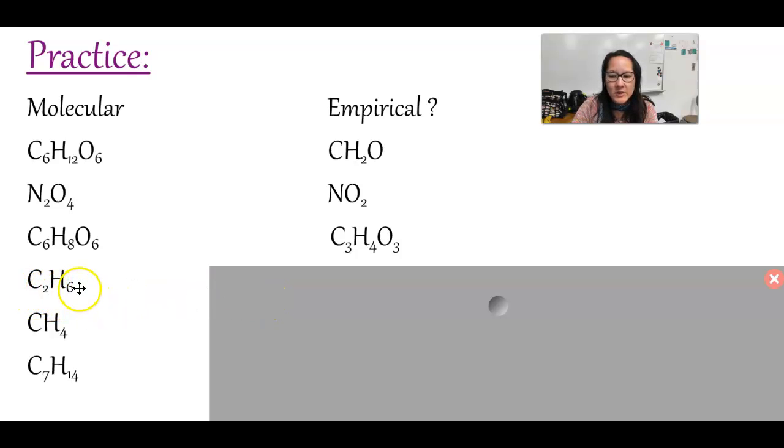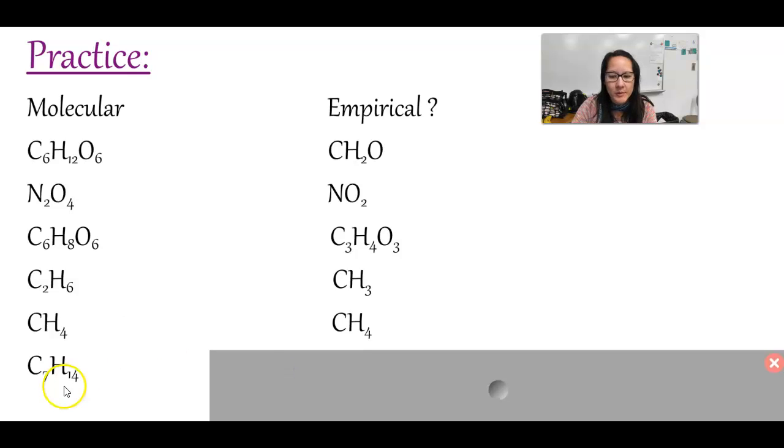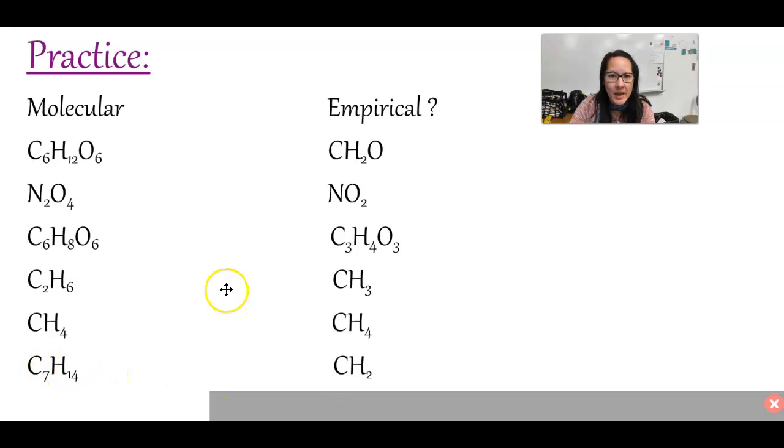C2H6, these are divisible by 2, so I could have 1 and 3. So that would be CH3. CH4, I cannot reduce 1 and 4. That's as low as it'll go, so CH4 is the empirical formula. And then C7H14, they are both 1 and 2. C7H14 is the same as 1 versus 2 ratio, so this would be CH2.